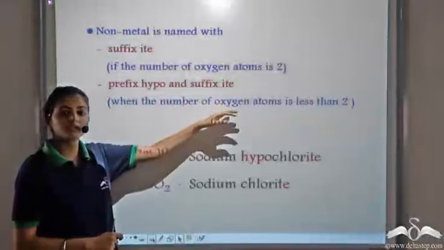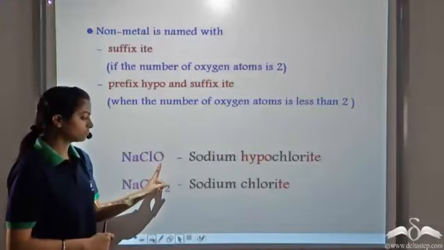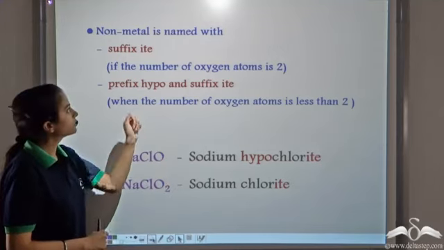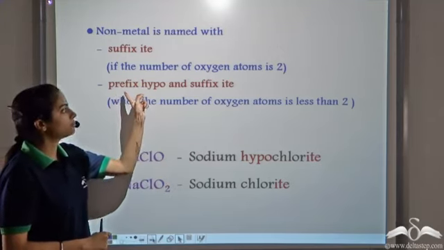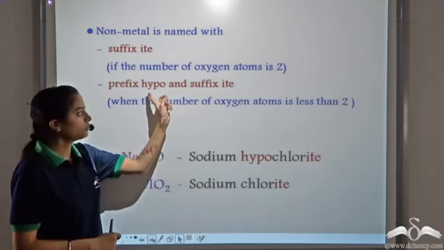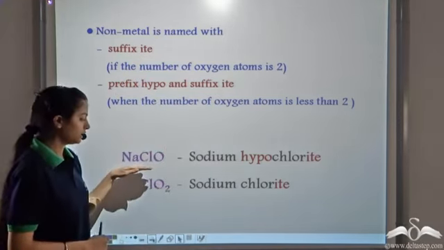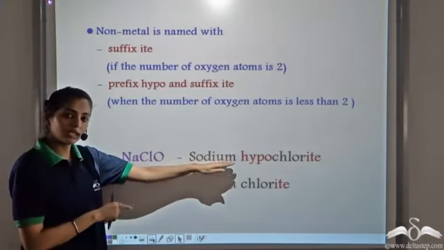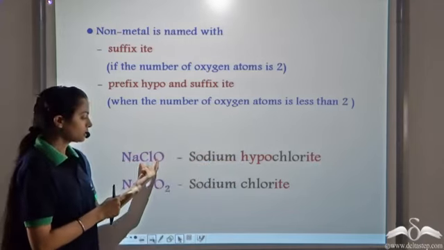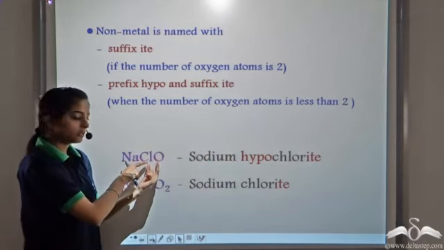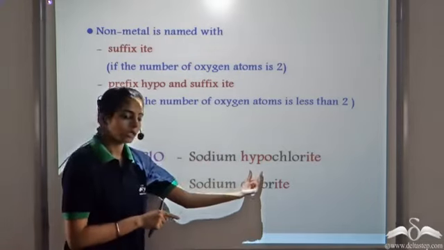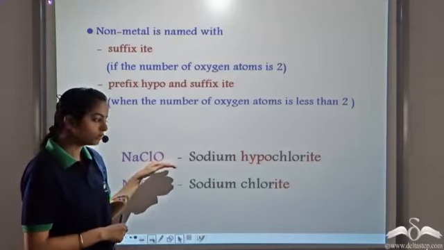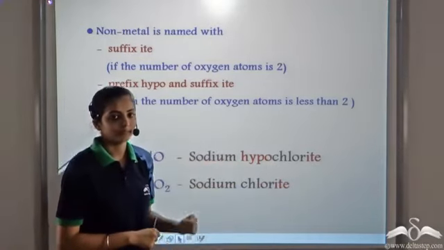When the number of oxygen atoms is less than 2. So here we have only one oxygen atom which is less than 2. So what does the rule say? The rule says that the non-metal is named with prefix hypo, and suffix "ide." So in NaClO, we have the Na, which is metal, which remains as it is, that is sodium. This non-metal, that is Cl, is given the prefix hypo and suffix "ide." So when the number of oxygen atoms is less than 2, it becomes sodium hypochlorite.